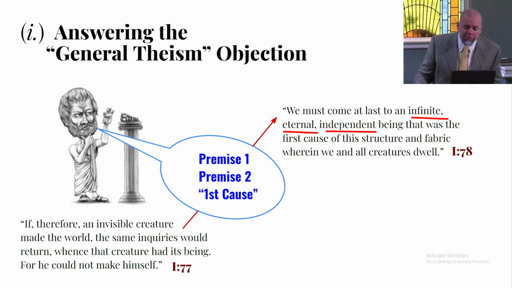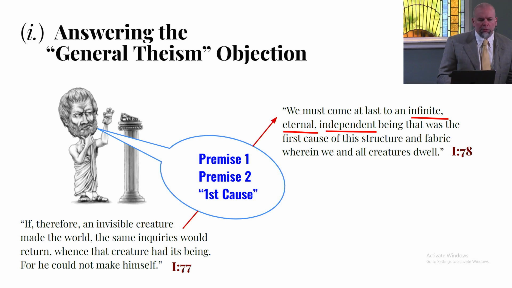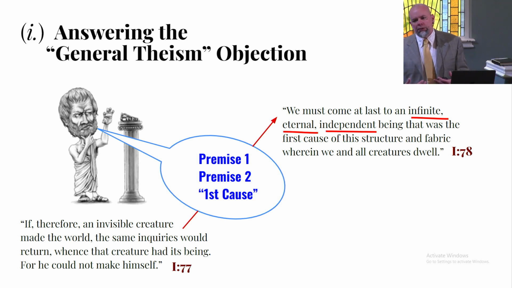Well, Charnock says, if, therefore, an invisible creature made the world, a creature, in other words, just like the things in the universe, the same inquiries would return: whence that creature had its being, for he could not make himself. In other words, it would still beg the question, what would be the cause of that? So you haven't got done with the questions, and many other similar replies could be imagined if you talk about a moral lawgiver or a designer, whatever.